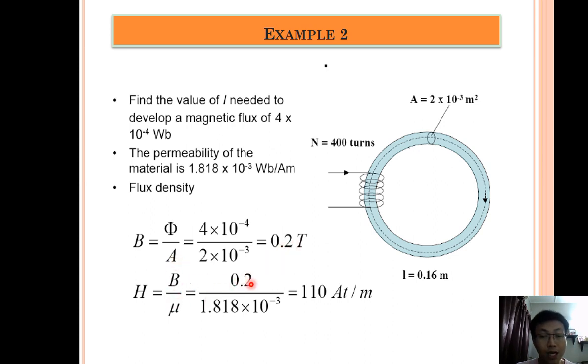Then we use H equals B over mu. B is 0.2 Tesla, divided by 1.816 times 10 to the power minus 3, which is the mu, given here, equals 110 ampere turns per meter. So we have calculated B, we have calculated H.